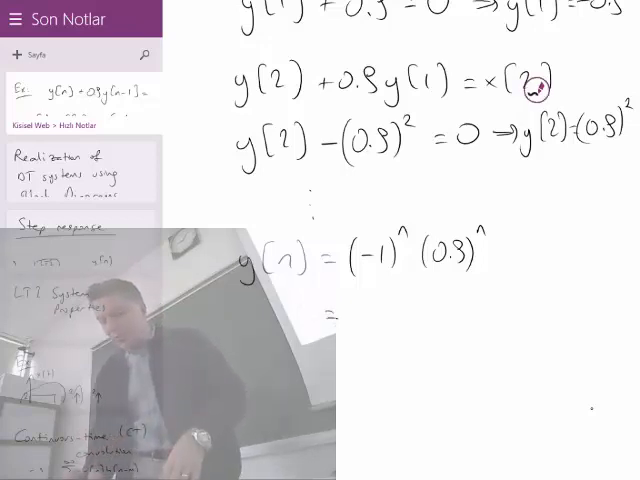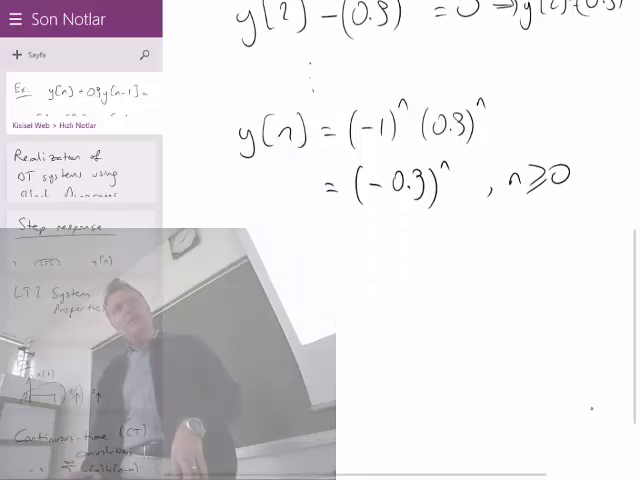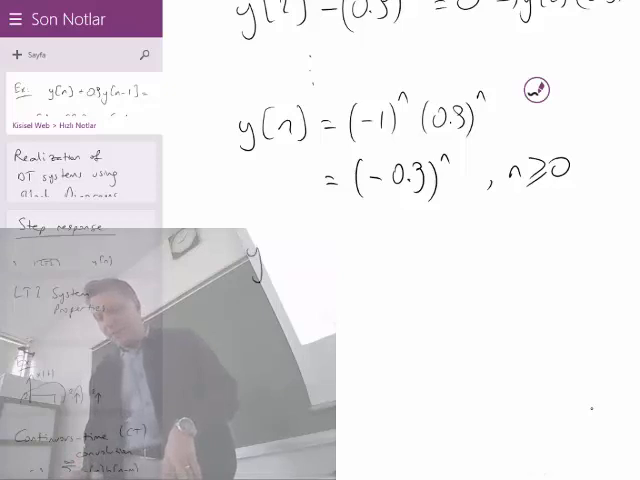Or in a shorter form, you can write it like this. It is minus 0.9 to the power n if n is greater than or equal to 0. Do you remember how we are shortening this expression or this condition for n greater than or equal to 0? What was the trick to do that? U of n. So y of n is equal to minus 0.9 to the power n u of n.